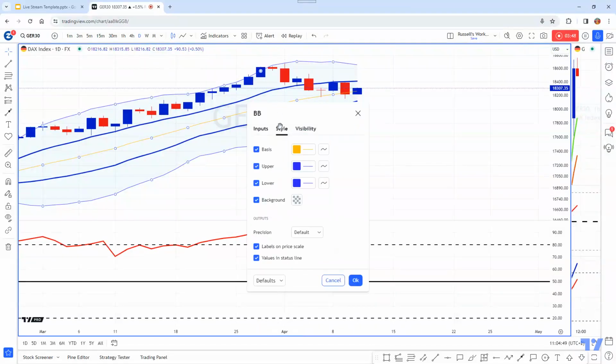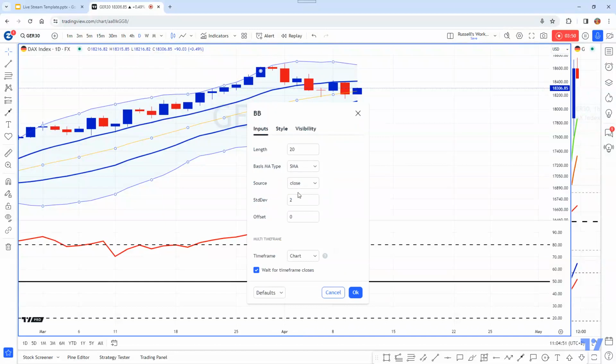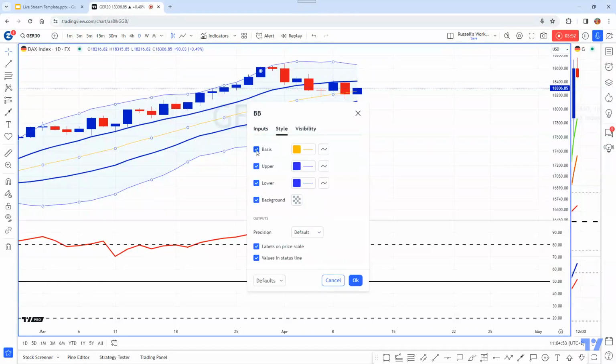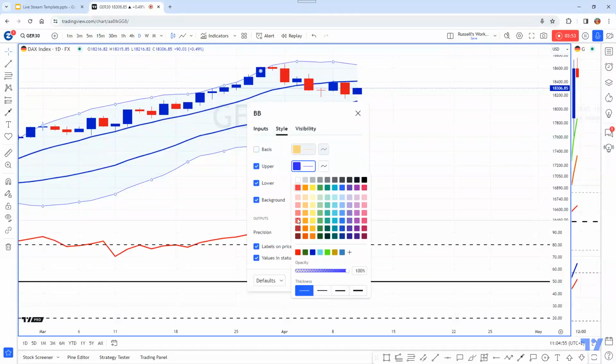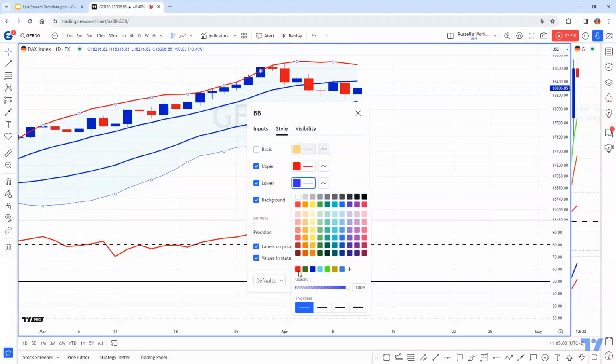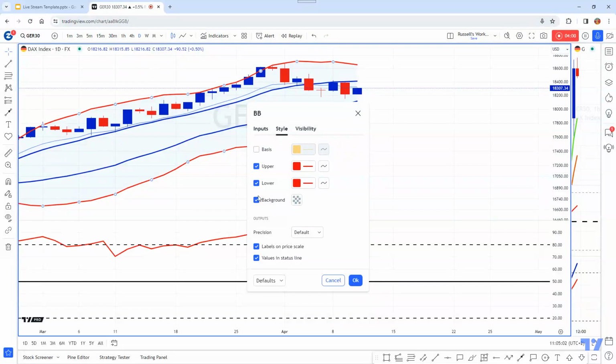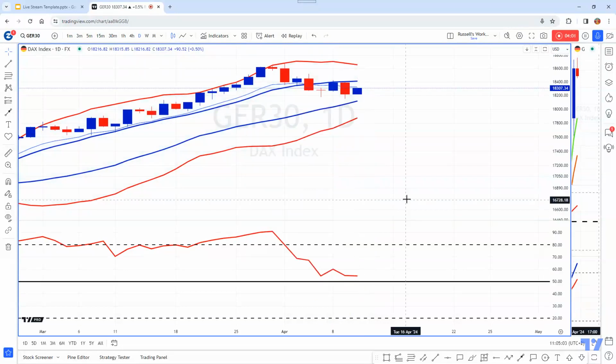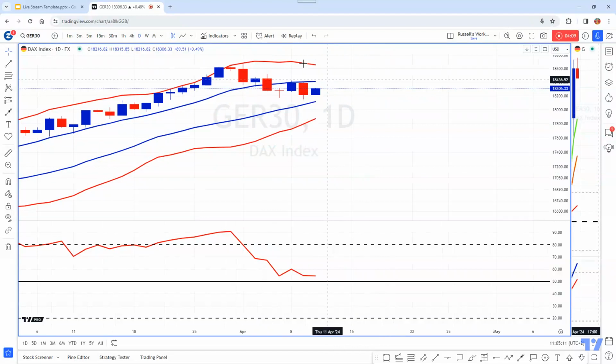Let's do the same thing with the second Bollinger. Keep it at 20 and 2, and take out the basis. We'll make the upper red. We'll make the lower red. Okay, just take out the background. And we don't need these EMAs. I put those in mistakenly.